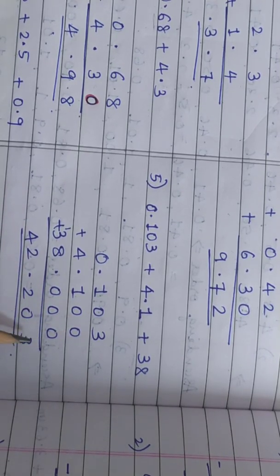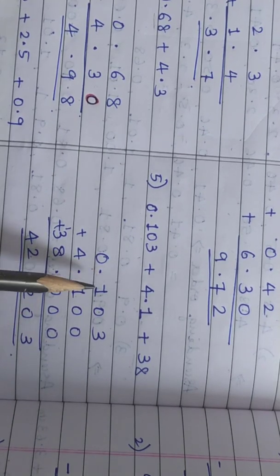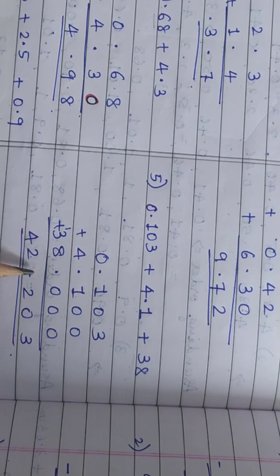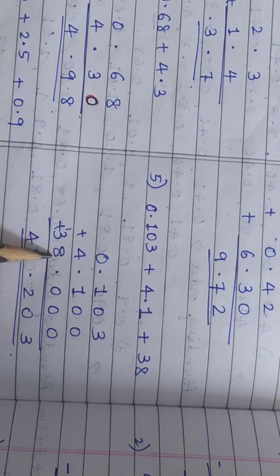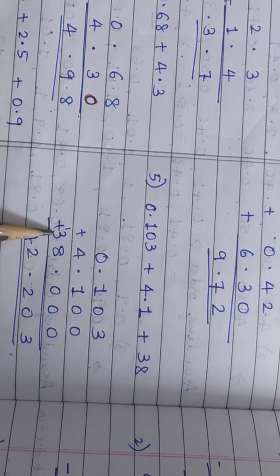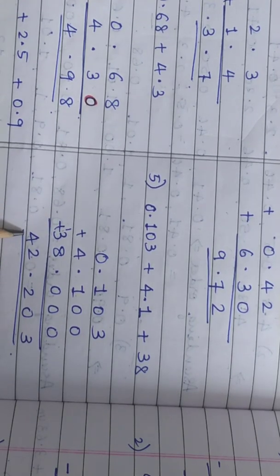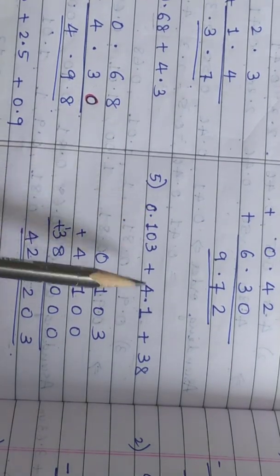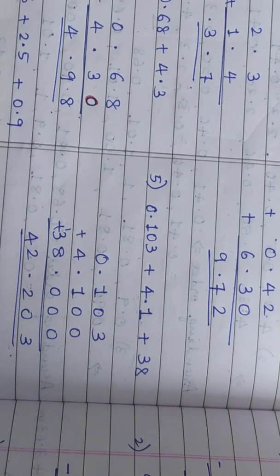Now 3 plus 0 is 3. Addition of all these zeros will be 0. 1 plus 1 is 2. Point below the point, and 8 plus 4 is 12. 1 carried on 3. 2 written here, and 3 plus 1 is 4. So this is the addition of these 3 numbers.